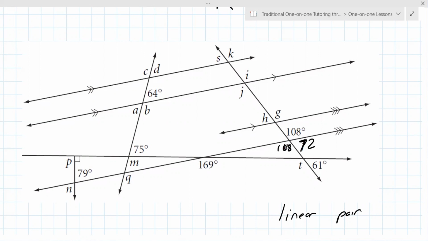Okay, so in linear pair, the word pair means two, right? Two of them. I got a pair of socks, I got two of them. Linear doesn't really help much, but for pair, think of it as two angles adding up to something.